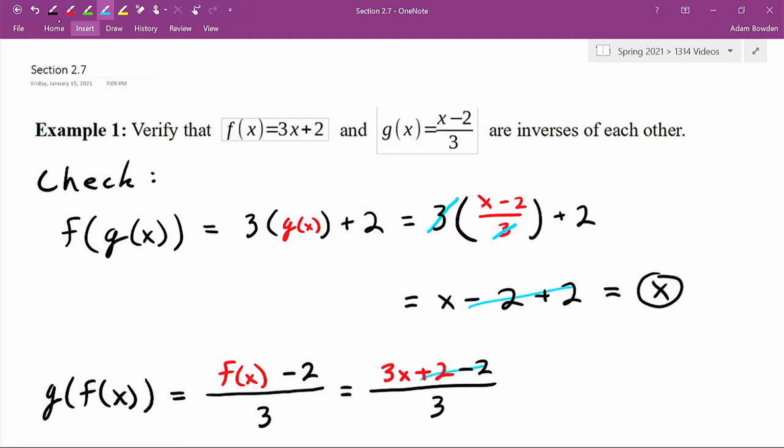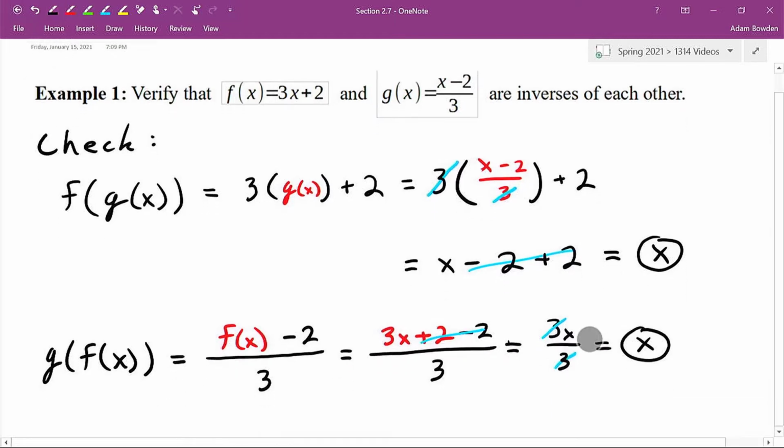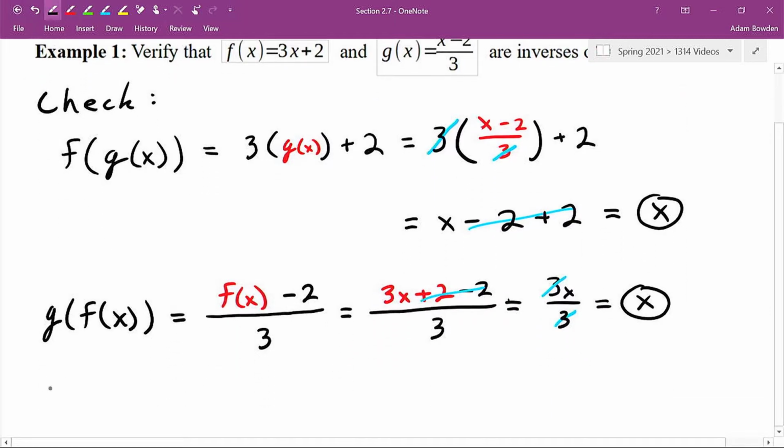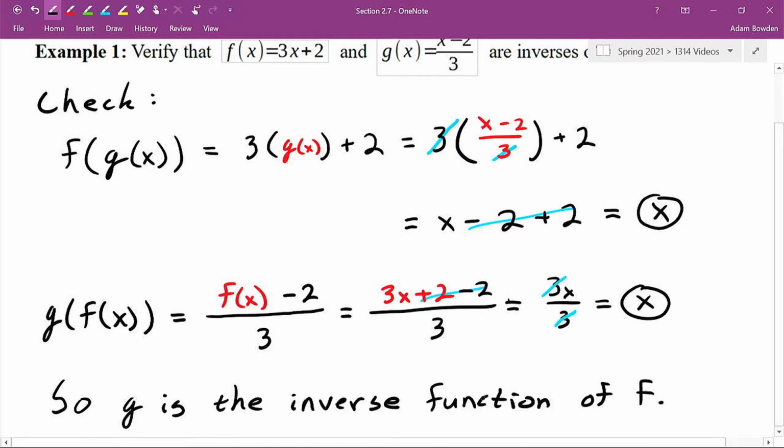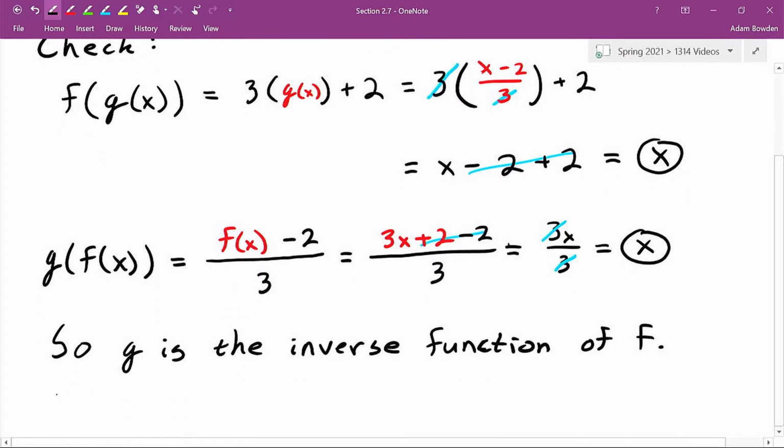And the 2's will go ahead and cross out. 3x over 3. And the 3's will also cross out. So this one also turns out to just be x. And so since they're both x, we can say that g is an inverse of f, or vice versa. And so since it's the inverse function, we can denote g in notation as f inverse.